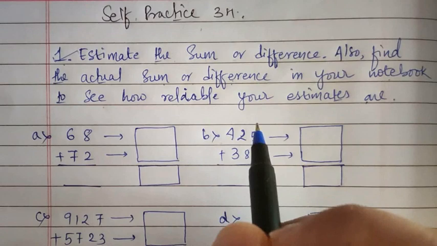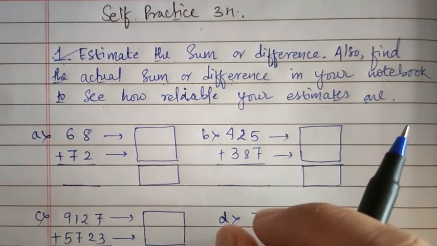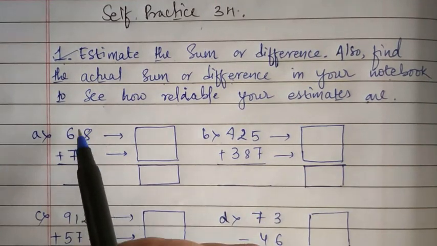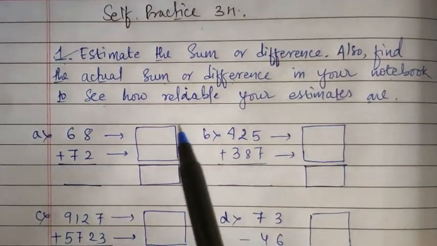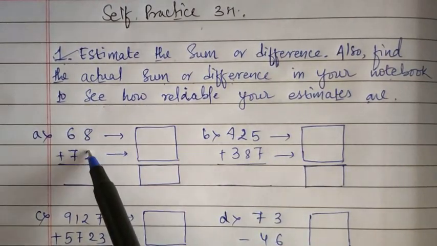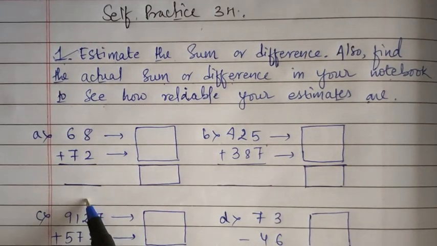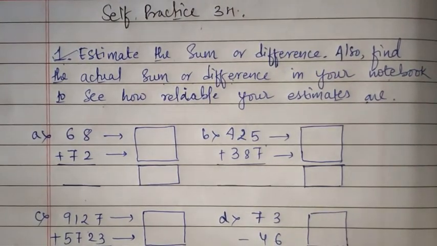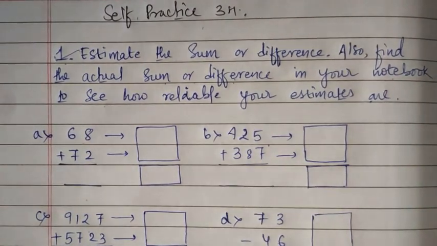So whenever you are estimating the sum or a difference, first of all you have to round off each given number to its nearest tens, its nearest hundreds, or its nearest thousand position, as per the number of digits in the number, okay. And then you have to add or subtract whatever is given, okay.